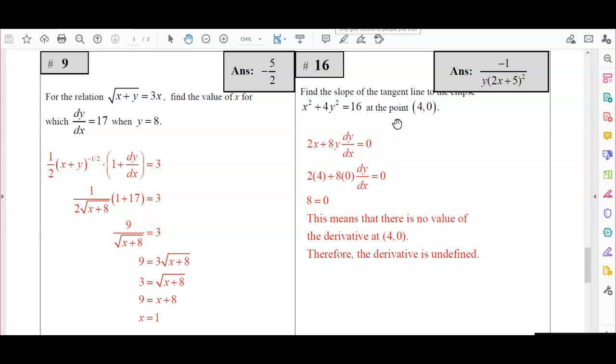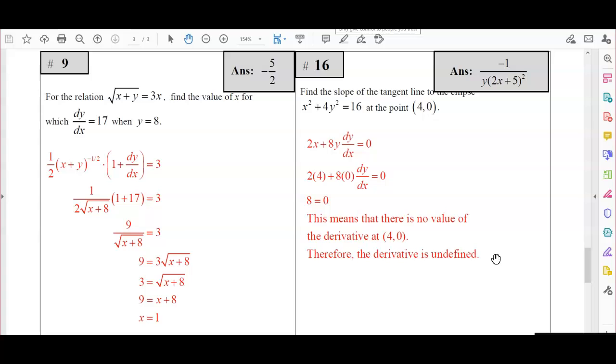Okay, and then in number 16, it asks you to find the slope of the tangent to the ellipse at the point (4, 0). So again, you're plugging in 4 for x, 0 for y, and solving for dy dx because dy dx represents your slope. What happens is we end up getting a zeroed out dy dx because of the 0 on the y connected to the dy dx and the 0 over here. So what that means is that the derivative is undefined at that point.